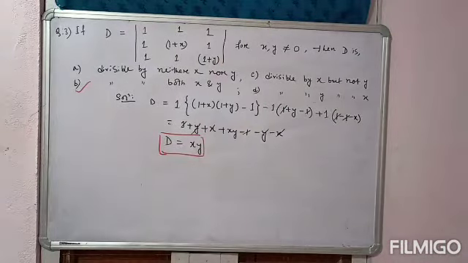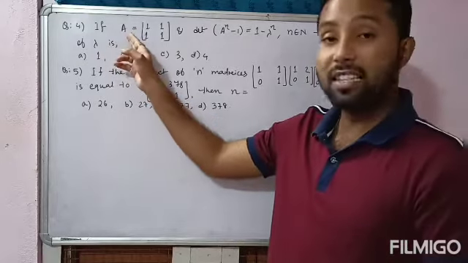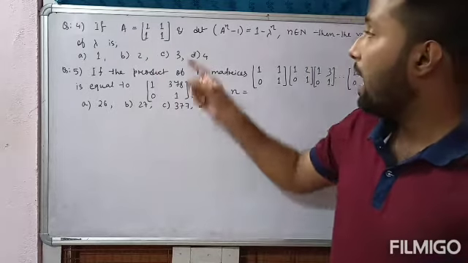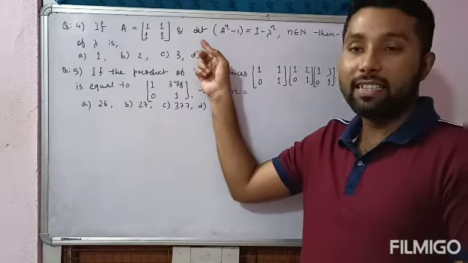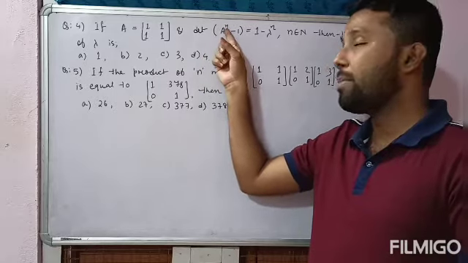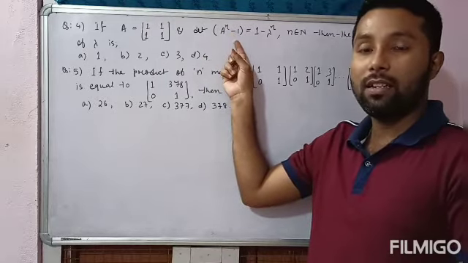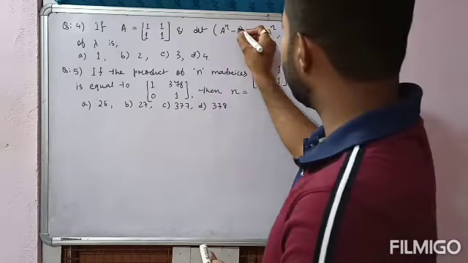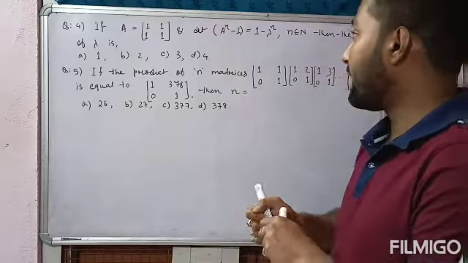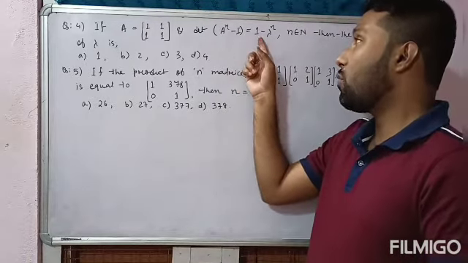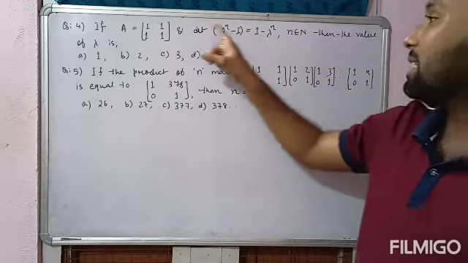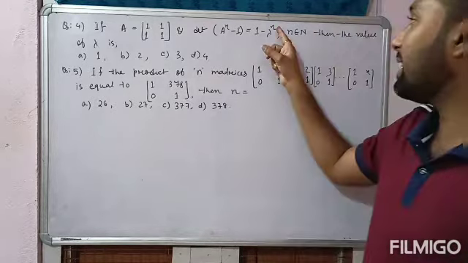So the next question is: if A is a square matrix, A = [[1, 1], [1, 1]], and the determinant of A to the power n minus I, this is not minus 1, this is I, is equal to (1 minus lambda) to the power n, then what is the value of lambda? N is a natural number.